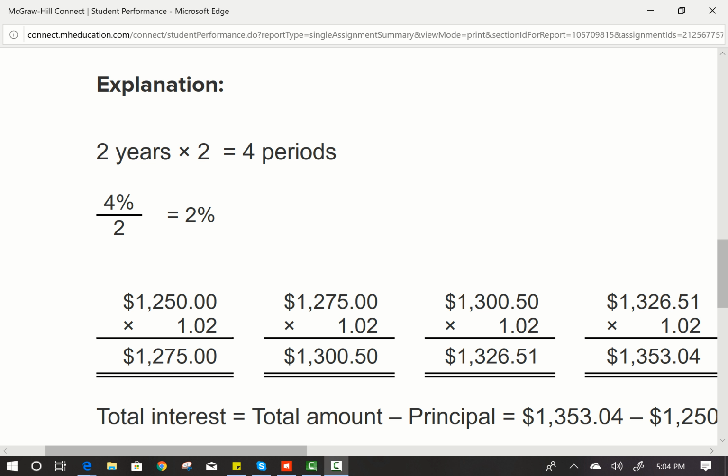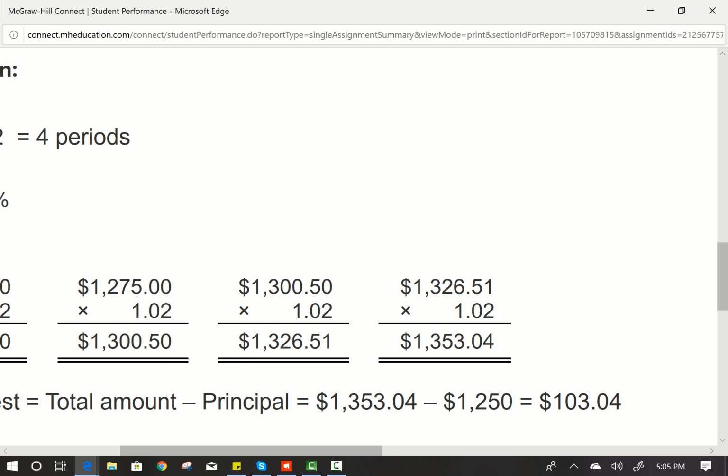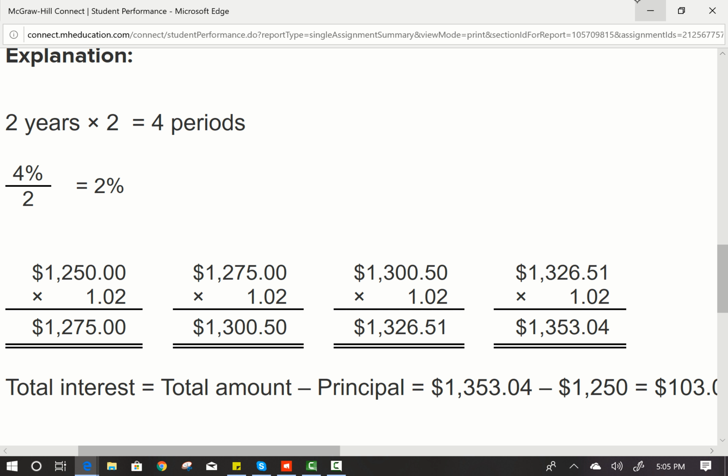How much did I earn? We'll take the difference between the compounded amount or the future value, which is $1,353.04, subtract out the initial investment of $1,250, and that means we earned over that 2-year period, compounded 4 times, semi-annually, twice a year, $103.04.